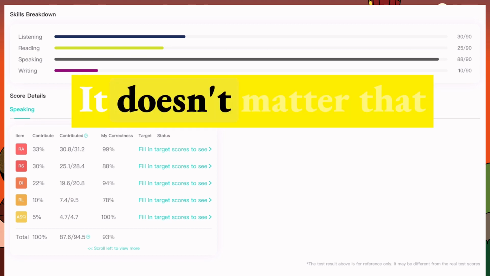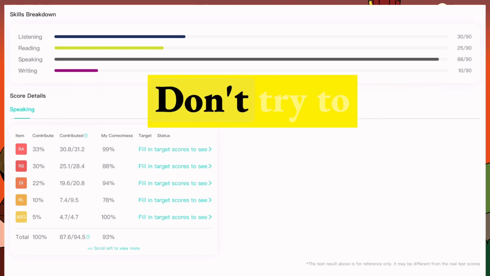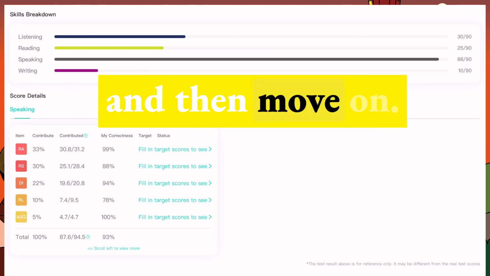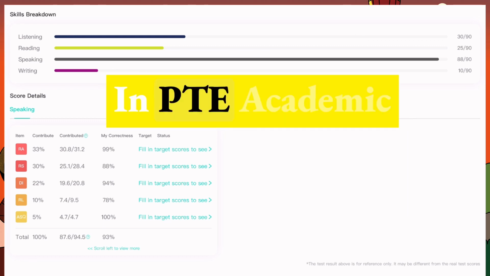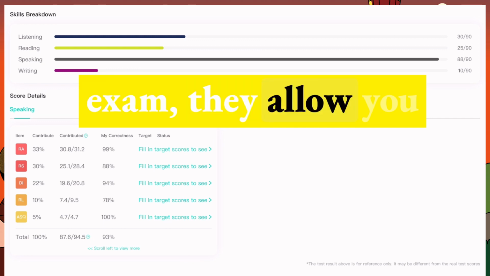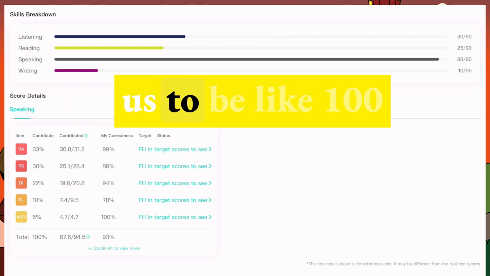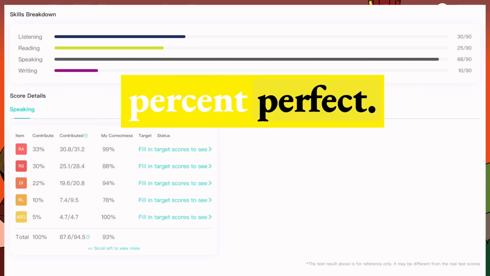It's okay. It doesn't matter that you make mistakes. Don't try to correct yourself. Just move on. Forget about it and then move on. Because in the PTE Academic exam, they allow you to make some mistakes. They don't expect us to be 100% perfect.